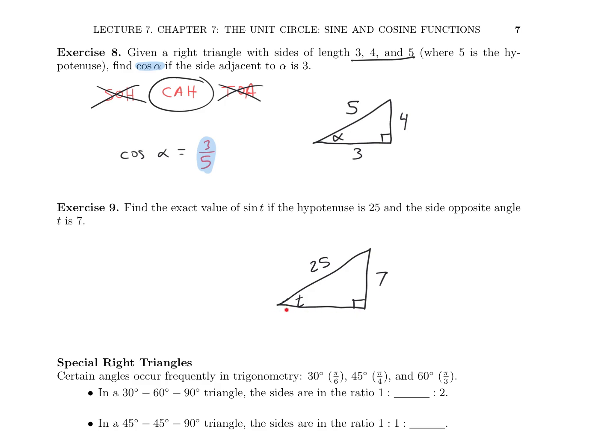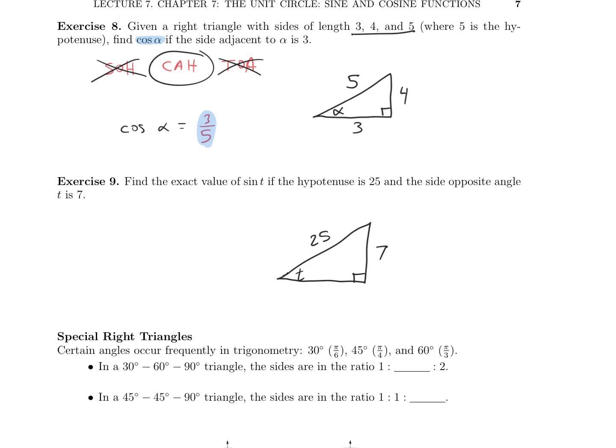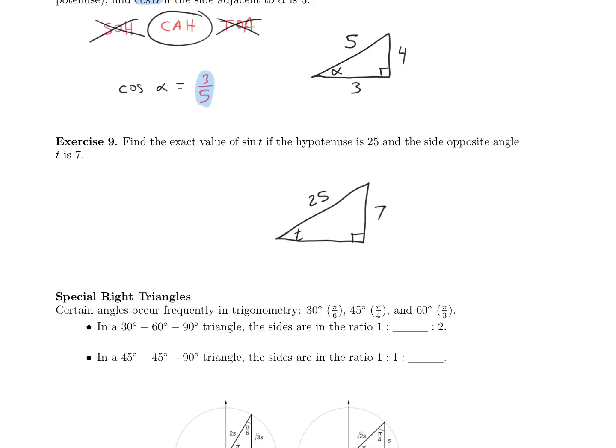It's always useful to actually find the missing side. Sometimes it'll be useful. In this case, you don't really need it because sine is opposite over hypotenuse. But let's say they were asking for cosine, and that would be adjacent over hypotenuse. So we would need this missing side. So let me show you how to find it. There's a famous theorem. It's called the Pythagorean theorem. And let me write that out for you. Pythagorean theorem.